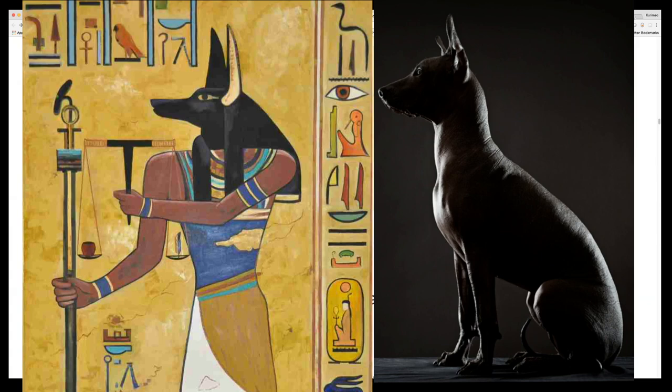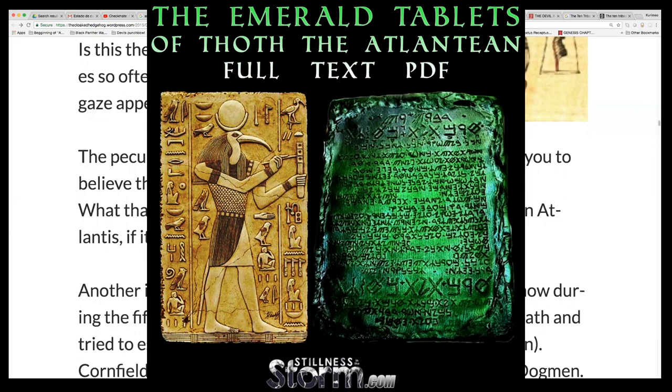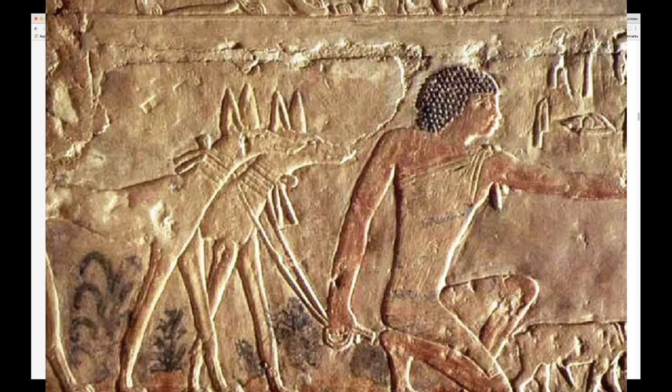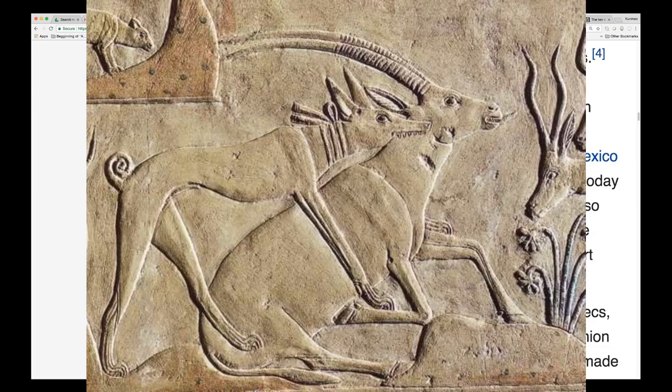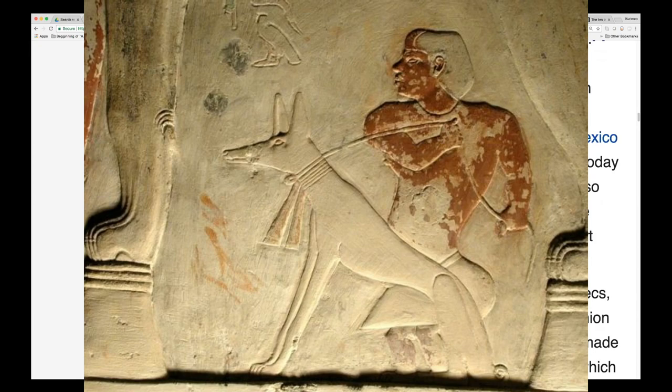The peculiar similarities between the two deities lead you to believe that they have the same origin. What that could be, I do not know. Perhaps they originated on Atlantis, if it ever existed. And you know it did. Thoth is from Atlantis. Indigenous peoples of Mexico had Xolo dogs as home and hunting companions. And today they are still very popular companion dogs. They are also the national dog of Mexico.